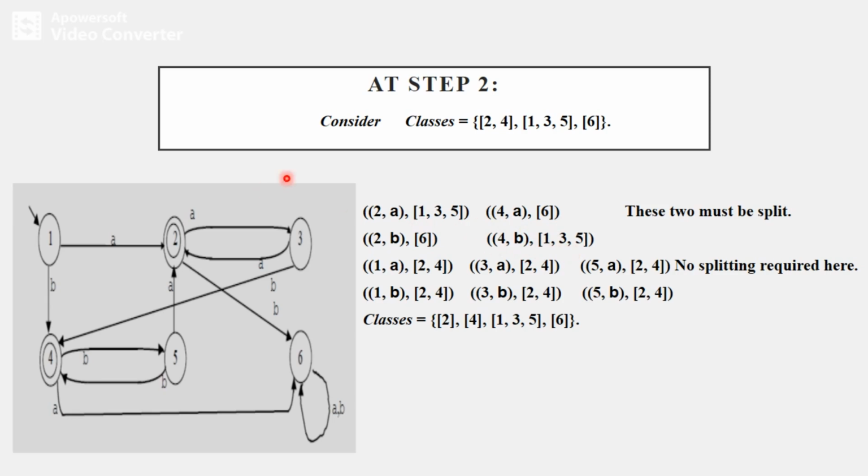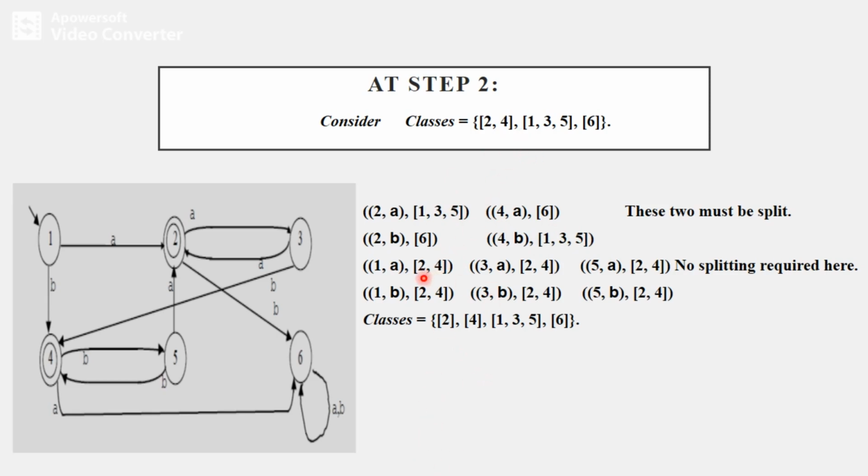So you can see that 2 and 4 on input A behave differently. Why do I say that they behave differently? 2 on A goes to {1, 3, 5} and 4 on A goes to 6. That is sufficient to split 2 and 4. But let's check even on B. 2 on B also behaves differently: 2 on B goes to 6 and 4 on B goes to {1, 3, 5}. So 2 and 4 need to be split in the next step.